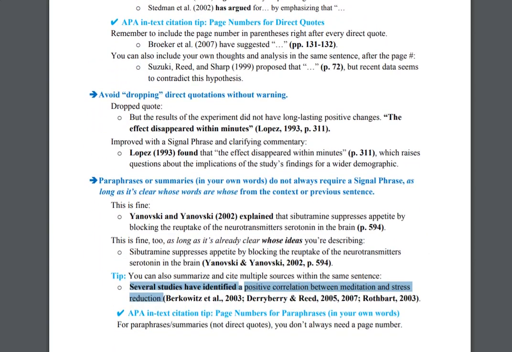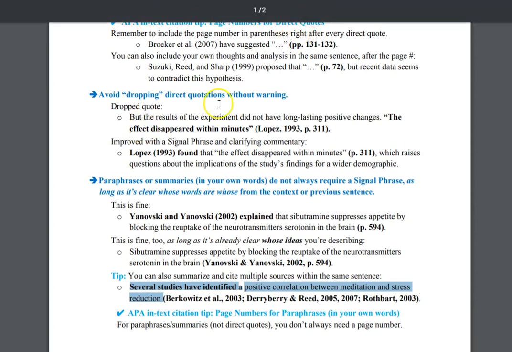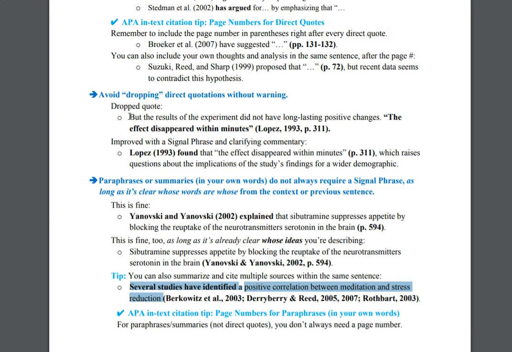Avoid dropping direct quotes into your work. Here we see: the author states, but the results of the experiment did not have long-lasting positive changes. The effects disappeared within minutes with no explanation. Here we see: Lopez found that the effects disappeared within minutes, and then the explanation, which raises questions about the implication of the study's findings for a wider demographic. So make sure that you are doing that. We talked about having that explanation in our quote sandwich.